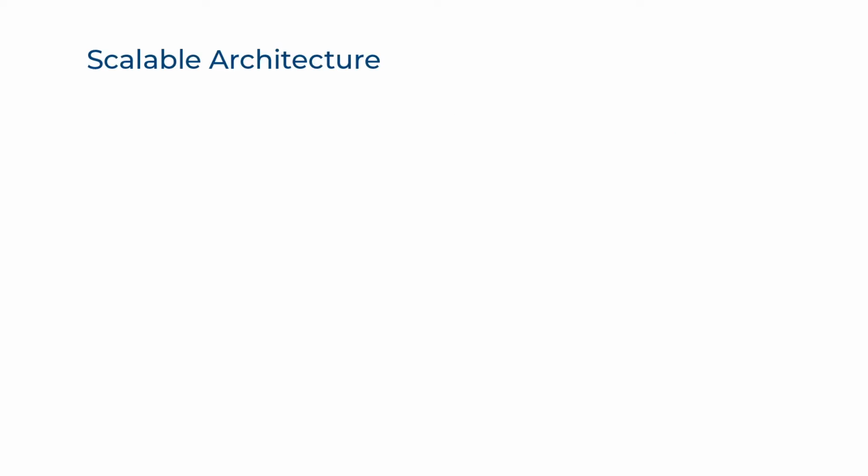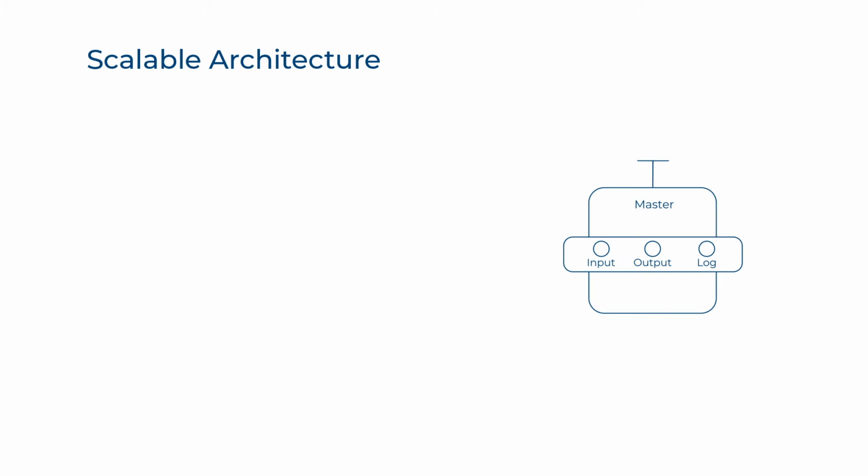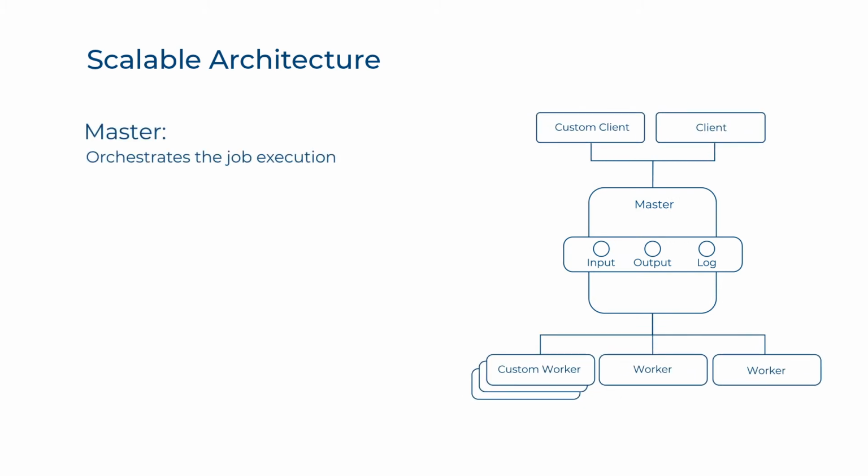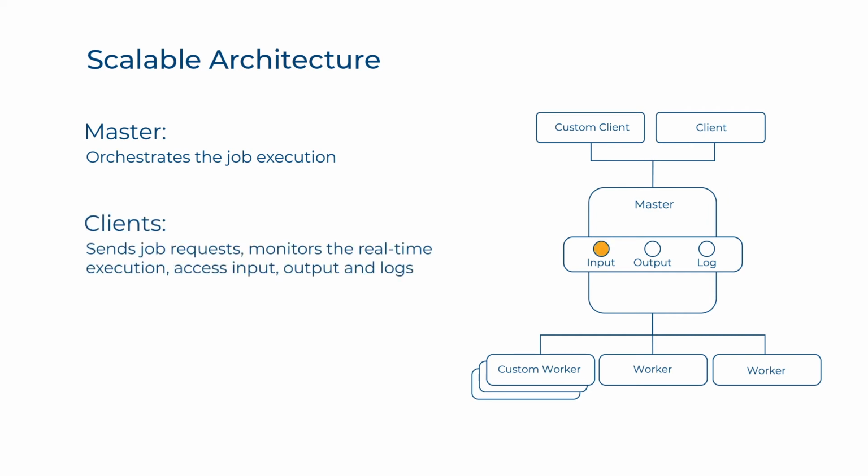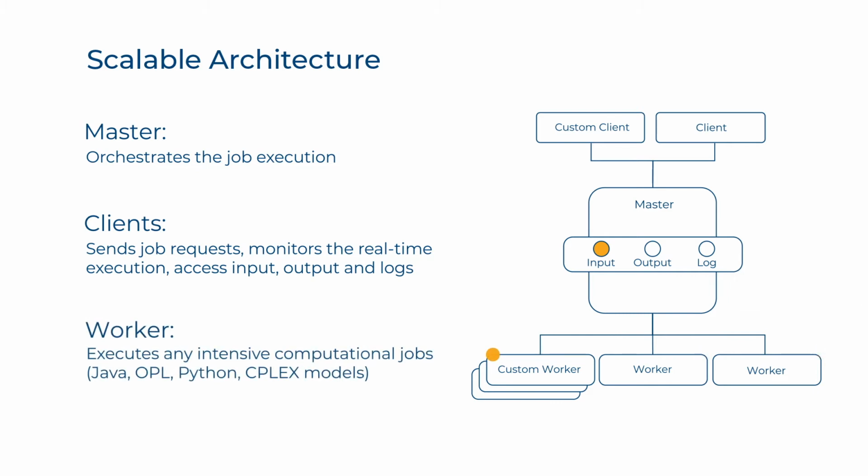DOC Optimization Server relies on a microservices architecture. The master acts as an orchestrator. It receives job requests and input data from the clients. It then looks for an available worker which can perform the task, and sends input to this worker. The worker executes the job and sends real-time feedback and results to the master. Each job log, input, and output are stored in the archive database and displayed by the web console.